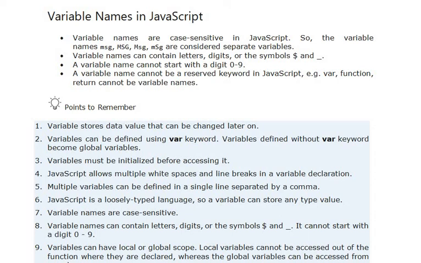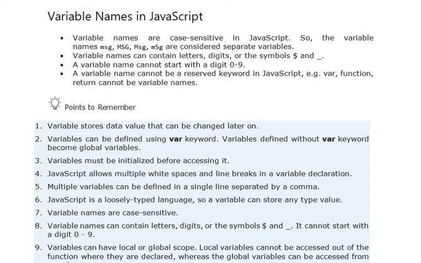So you need to remember a few points. The variable stores a value that can be changed later on, but not in the case of constants. In case of constants, the value cannot be changed. The variables can be defined using var. As we discussed earlier, the variables which are defined without var are global variables. Before accessing any variable, the variable must be initialized. You need to give some value, can be integer, real, string, anything.